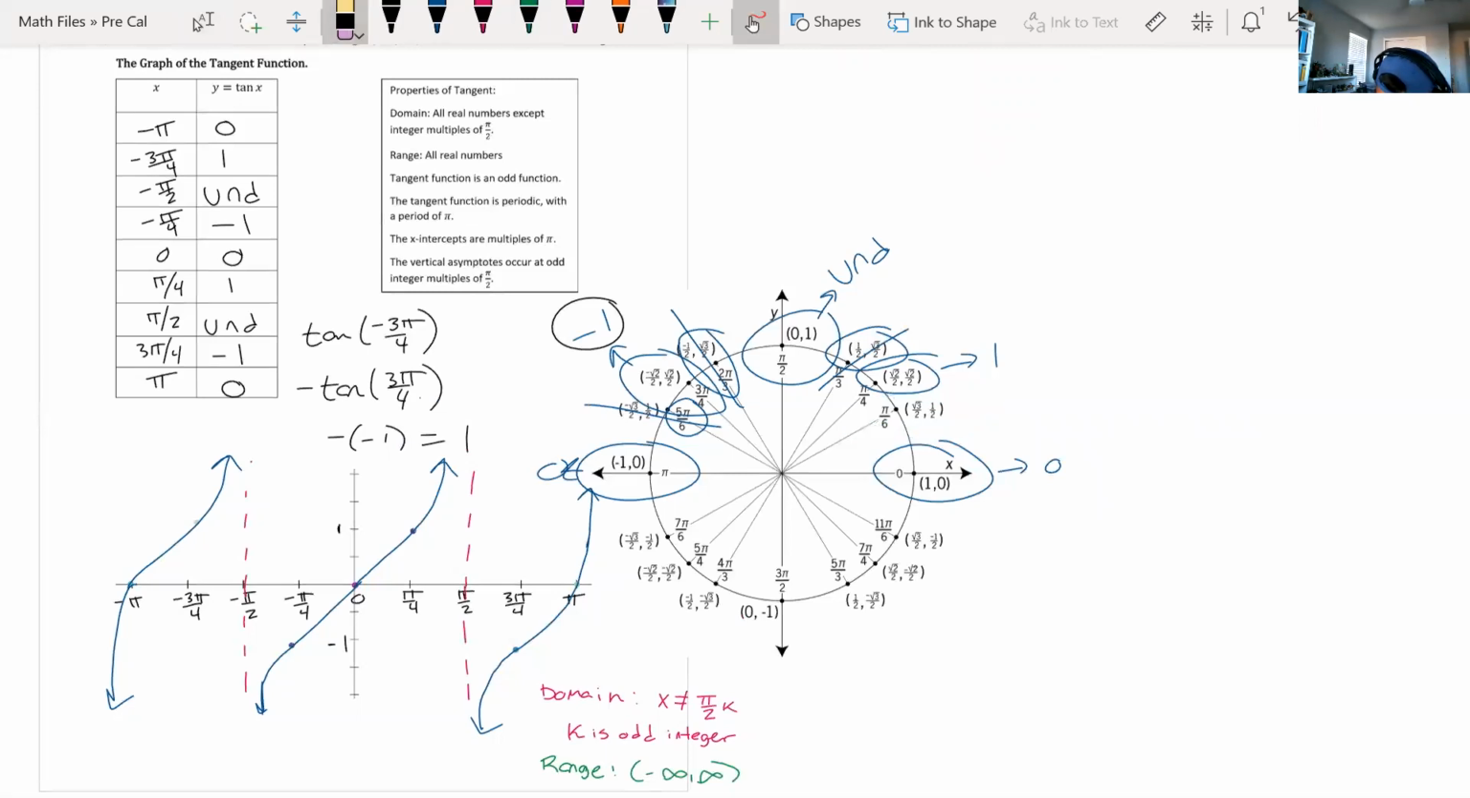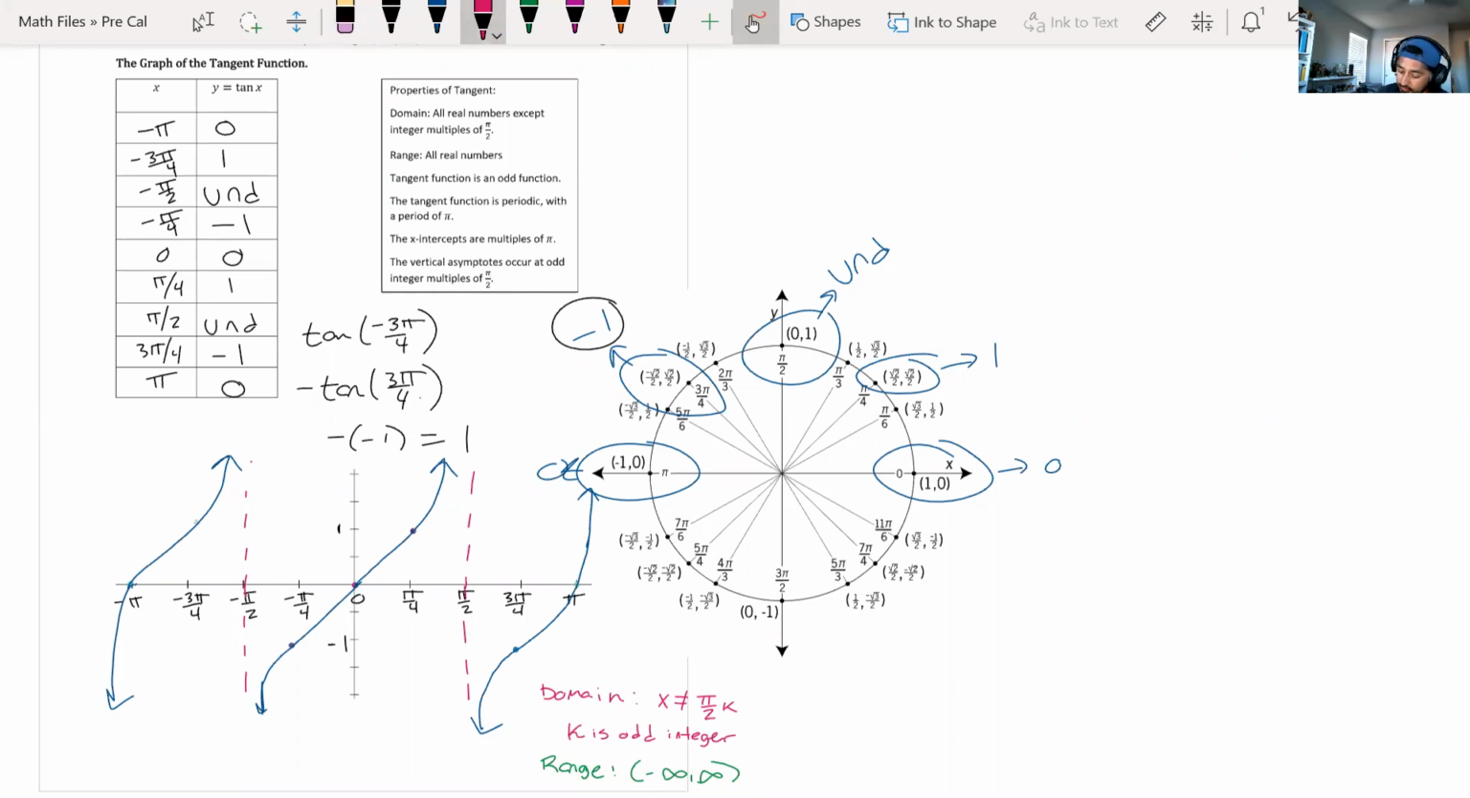So on the k part, why is it just odd integers of pi over 2? Because if you look at the properties of tangent, we say that the domain is all real numbers except odd integer multiples of pi over 2, because the next vertical asymptote is going to be at 3 pi over 2. And then the next after that will be at 5 pi over 2, 7 pi over 2, 9 pi over 2. So vertical asymptotes for tangent happen at odd multiples of pi over 2.